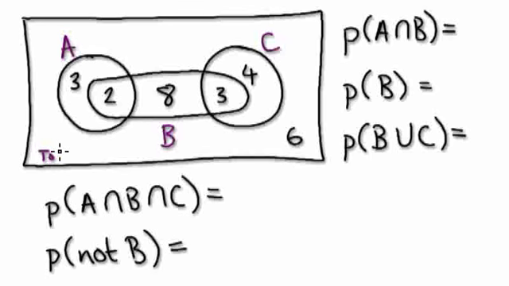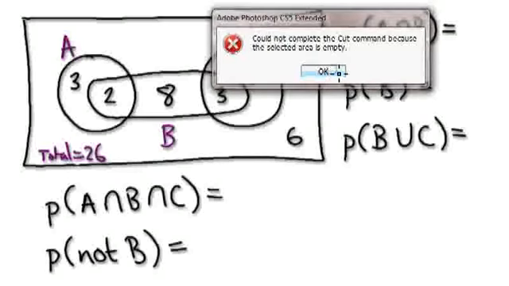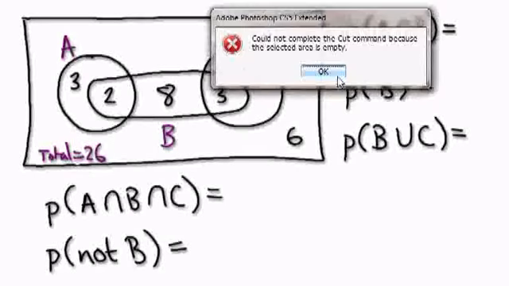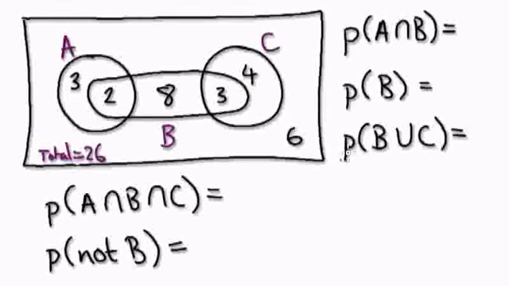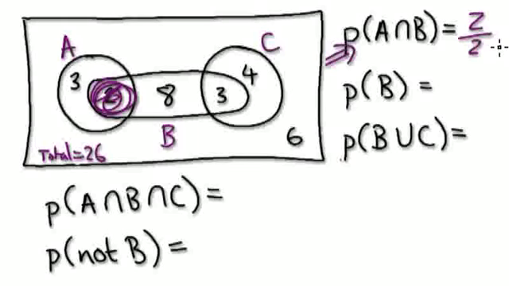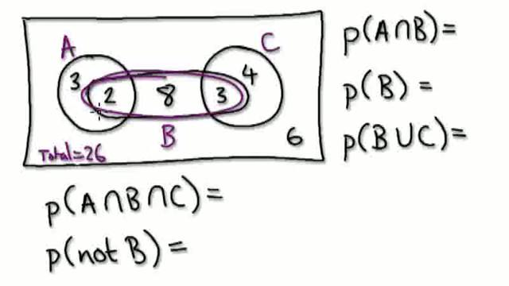Total equals 26. Okay, sorry about that. So the probability of A and B would be just this bit here, which is 2 over 26. Now the probability of B, well, just B would be everything inside here.